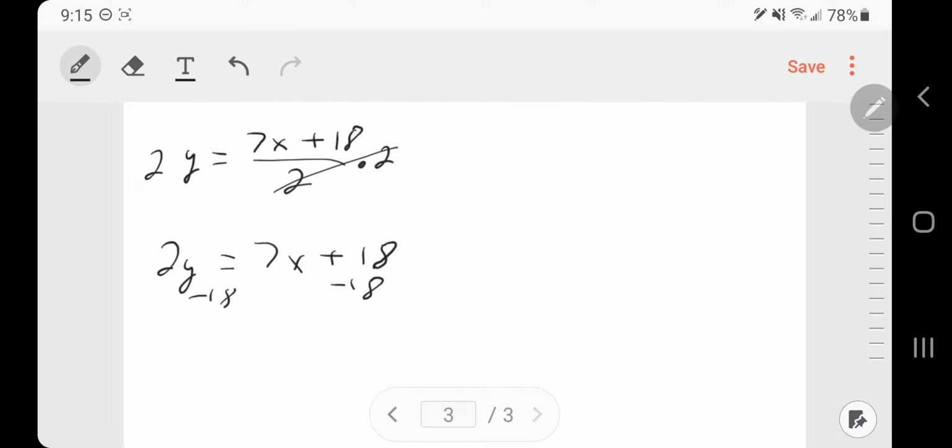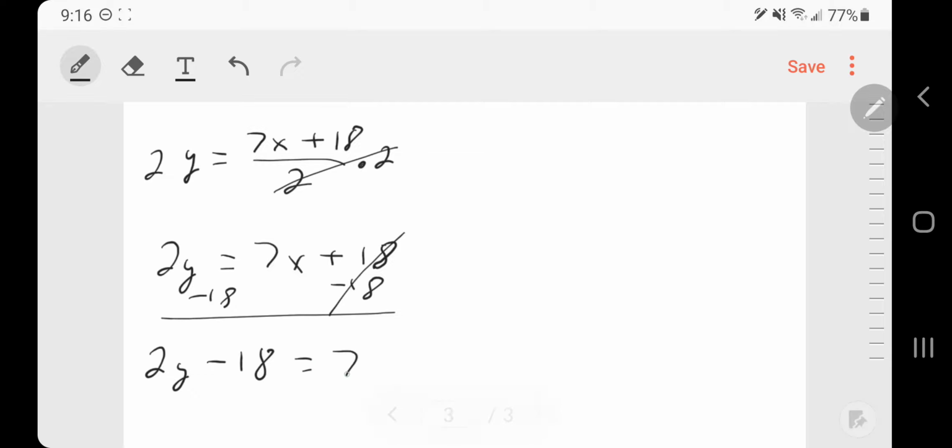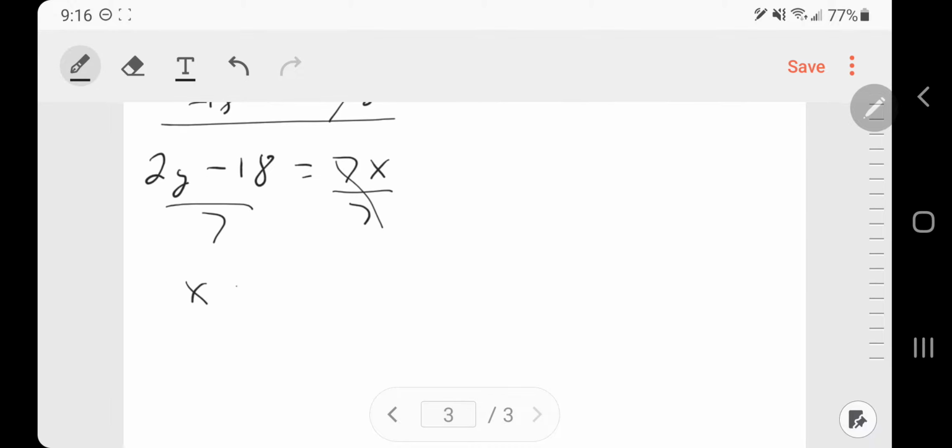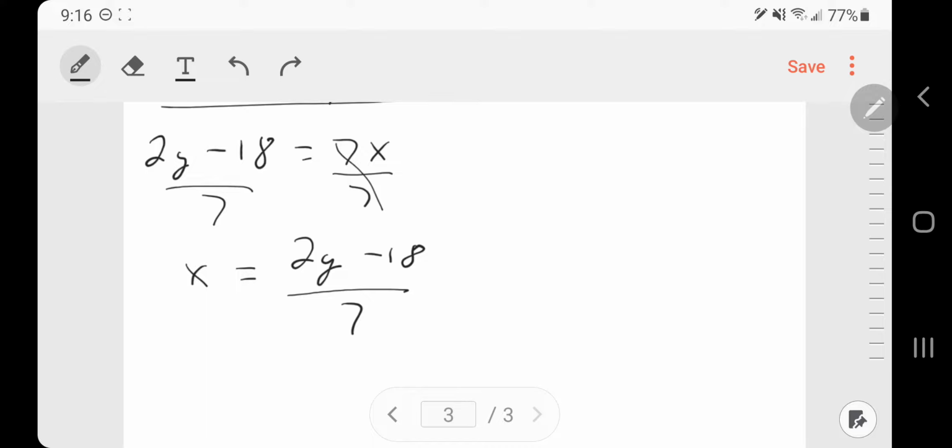Subtract 18 on both sides, and I get 2y minus 18 equals 7x. X is almost by itself. The last thing I have to do is divide both sides by 7. And we get x is equal to 2y minus 18 over 7. Okay, so we have our x by itself now. Again, you need to switch the position of the x and the y. So now we're just going to rewrite this by switching the position here.